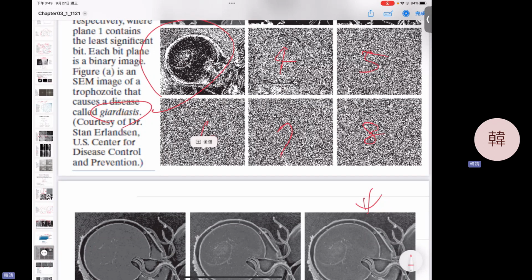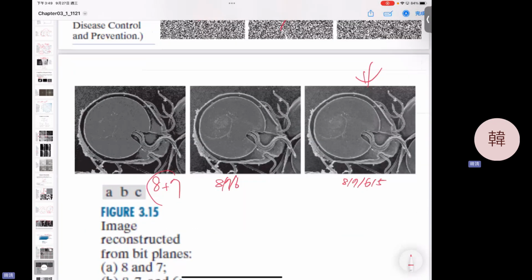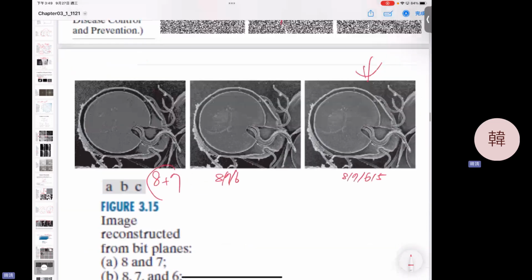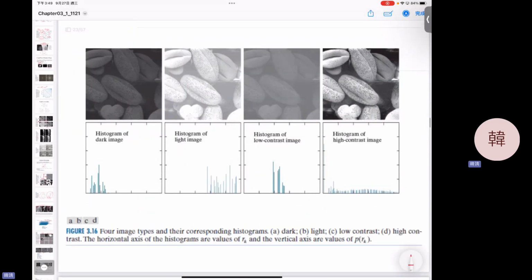As long as your image is good enough, you only transfer 4 bits. Okay, no more detail to transfer. So you can do some image compression technique there. It is just a reconstructed image, and then you can compare by your vision.